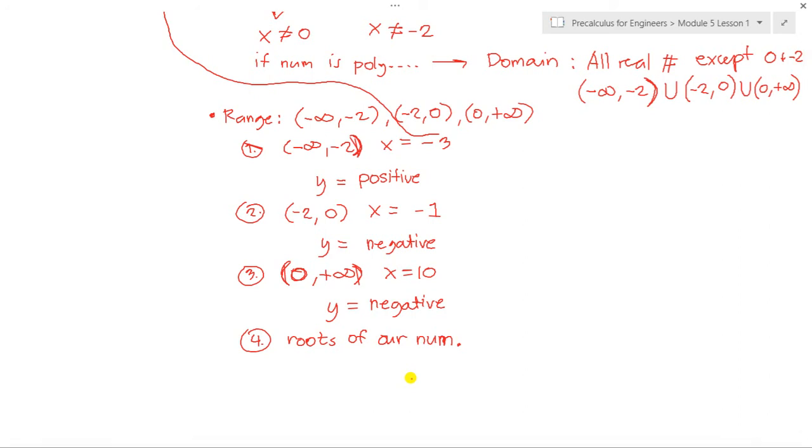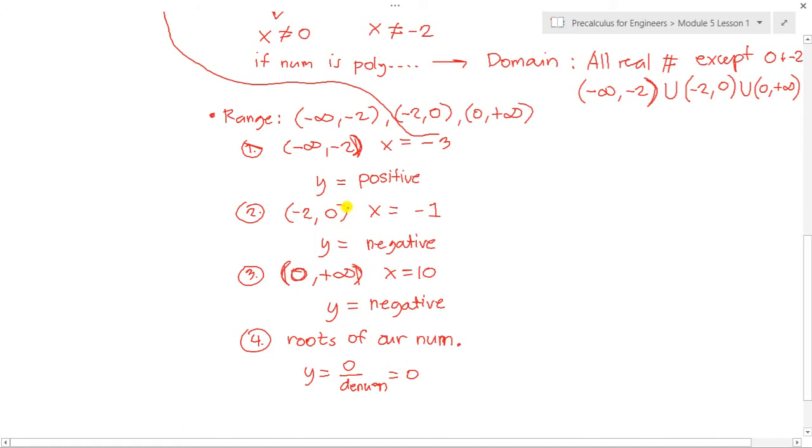We equate the factor of our numerator to 0. So if our numerator is now 0, what would be our y? Y is equal to the numerator, which is 0, divided by any number. What would be the answer? So 0. So therefore, there is a possibility that our y is 0.